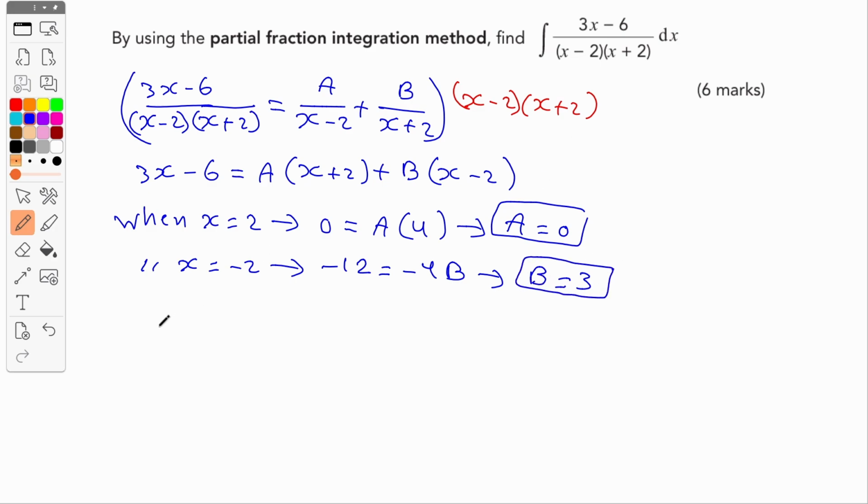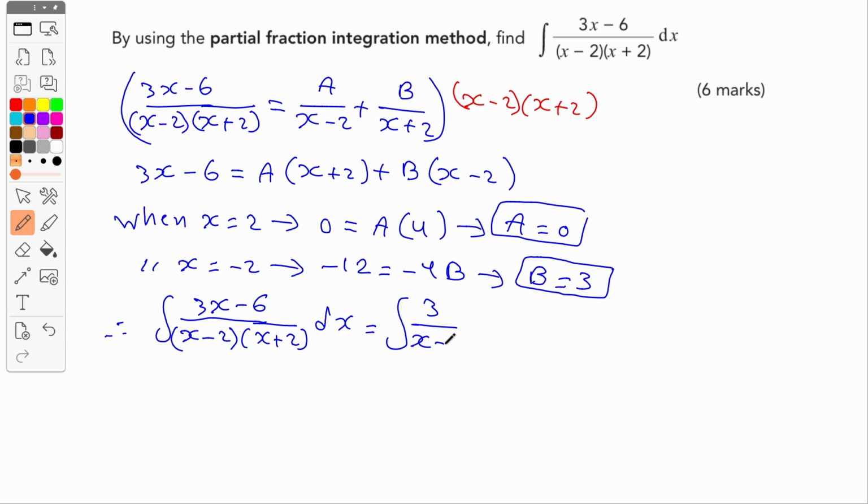So the integral of 3x minus 6 all over x minus 2 times x plus 2 dx is equal to the integral of what? A, which is 0. 0 over x minus 2, so this one will be 0. Plus B, the value of B is 3 over x plus 2 dx. So this one cancelled because the value of A is 0. 0 divided by anything is 0, so no need to write this. Here, B is 3 over x plus 2.